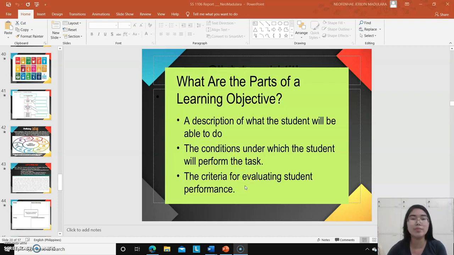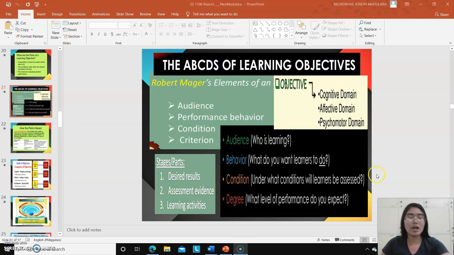Like for instance, the students will be able to identify the different countries of the world. They will be able to identify the major continents of the world, 5 out of 7. They will be able to identify the different tourist spots of the Philippines, 30 out of 35 tourist spots. So that's your criteria, for instance. Okay, so we have another one. Accordingly, the parts are also known as the ABCDs of learning objectives, or Robert Mager's elements of an objective.